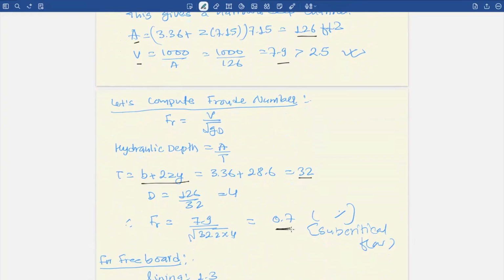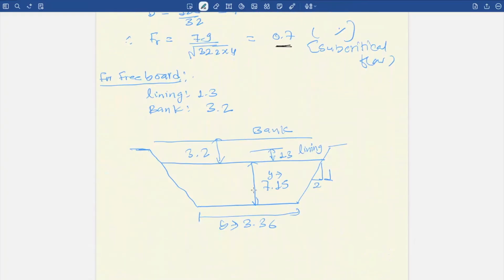So this is subcritical. Since the flow depth we designed for is y equal to 7.15, but in real life you never build a channel wall exactly at the water surface, because floods can happen, waves can happen, and any slight surge will overtop your channel. So that's where we build the freeboard. It is the extra height added above the designed water surface to act as a safety buffer. Think of it like the rim of a cup extending above the water. You want some margin so it doesn't spill.